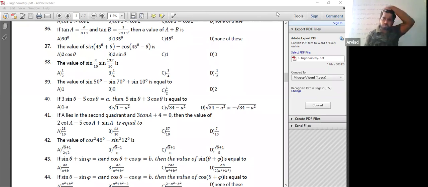Squaring on both sides is the best option because you will get the formula sin square theta plus cos square theta, so you can eliminate it. Then directly you can get it.